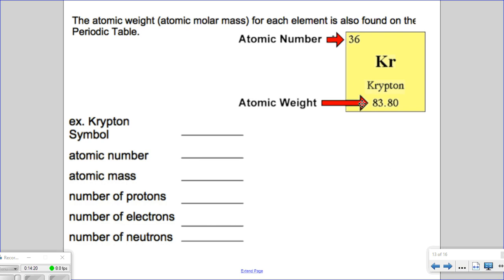In this example of krypton, you may think, I'm going to get a decimal when I calculate the number of neutrons. That is correct. We can talk about why that is in class. But the way to deal with that is just to round up. So I would round this number up to 84 and then subtract 36 from it to get the number of neutrons for krypton. I'll let you work through this example for krypton, determining its atomic number, atomic mass, number of protons, number of electrons, and number of neutrons, and we can take that up in class as well.